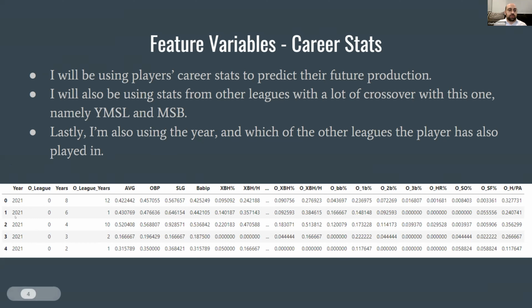Lastly, I'm also including the year, so that's the 2021 here. And again, as I mentioned, which of the other leagues the players also played in, so whether these stats would have been from YMSL or from MSB, and that'll be signified over here.